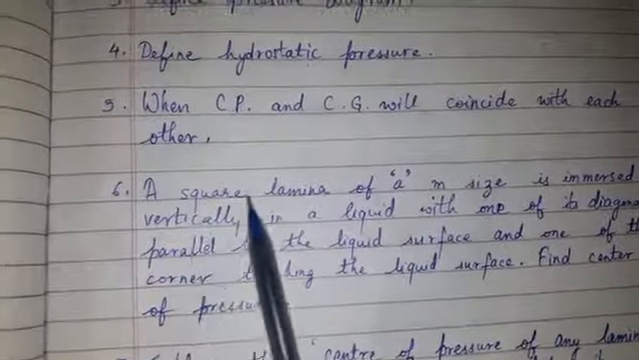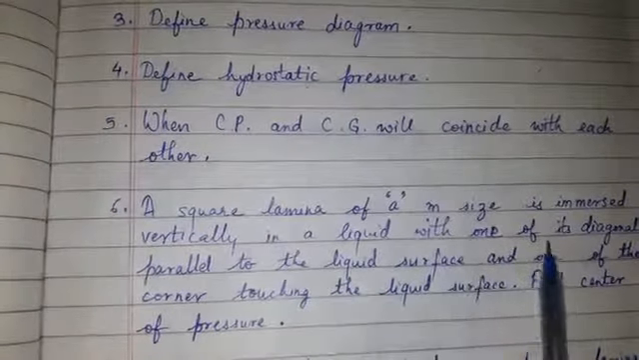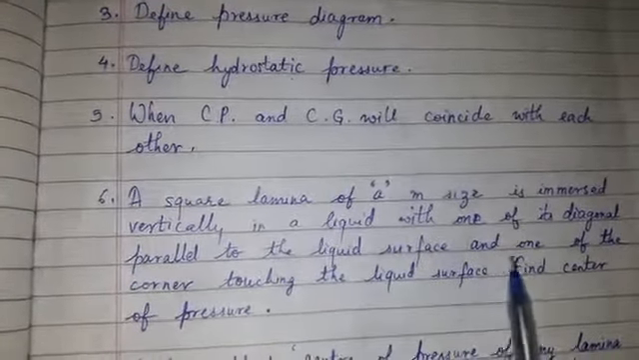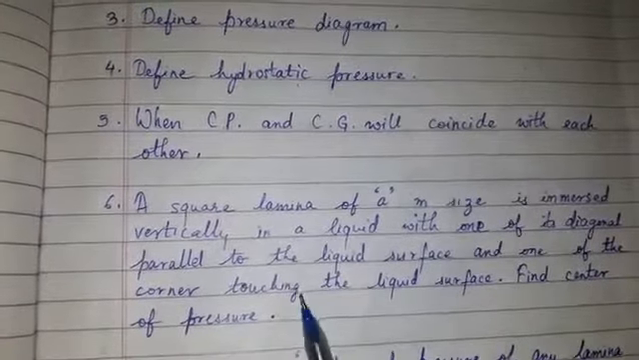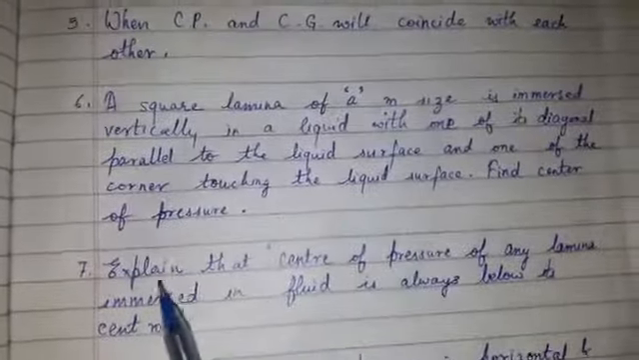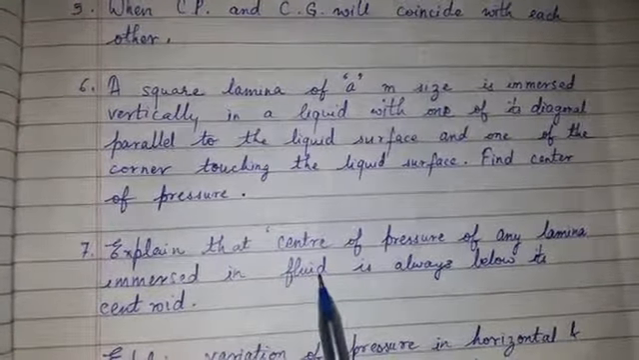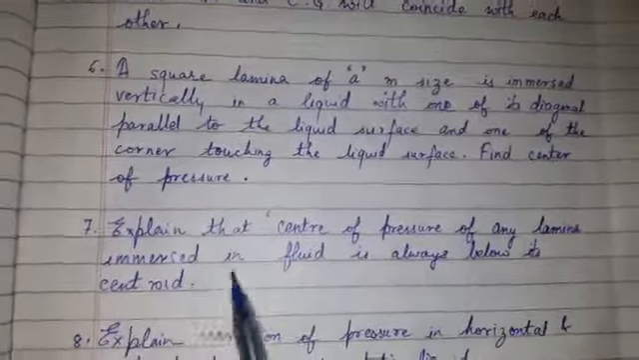Question number 6. A square lamina of 1 meter size is immersed vertically in a liquid with one of its diagonals parallel to the liquid surface and one of the corners touching the liquid surface. Find the center of pressure. Question number 7. Explain that the center of pressure of any lamina immersed in fluid is always below its centroid.